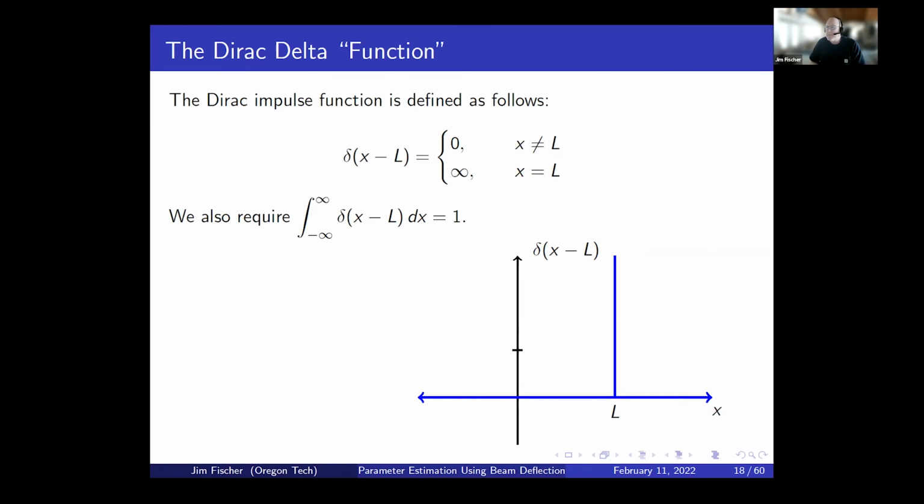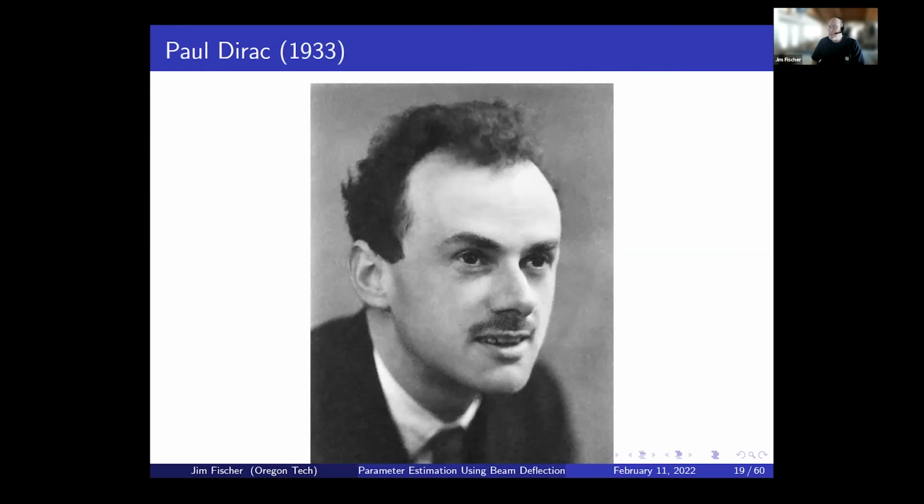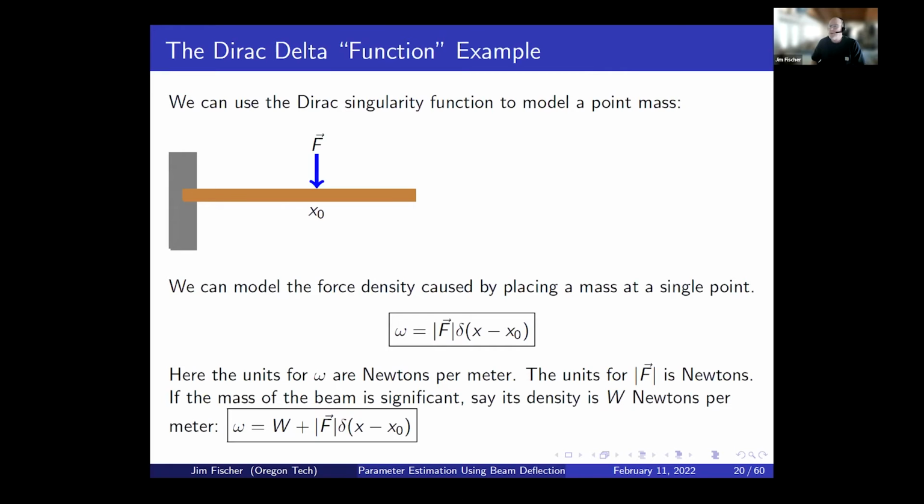We can make these computations more accurate or more mathematically cohesive by using distributions. And here's Dirac from 1933. So here we're going to model the beam that Tiernan was working with, but instead of a longer beam, we use a shorter beam. And instead of measuring a whole bunch of deflection points, we're just going to measure one deflection.